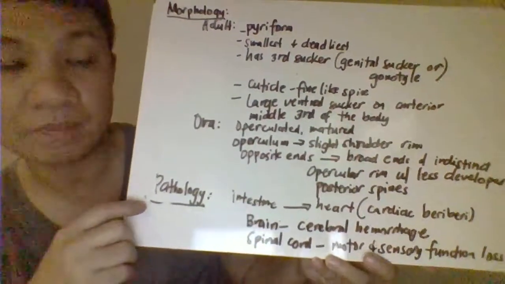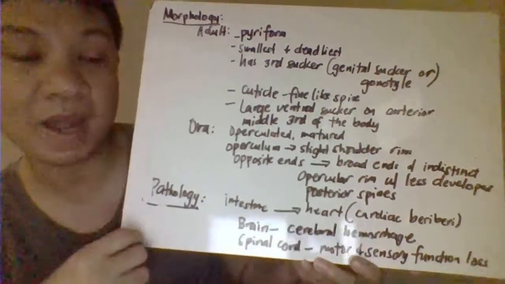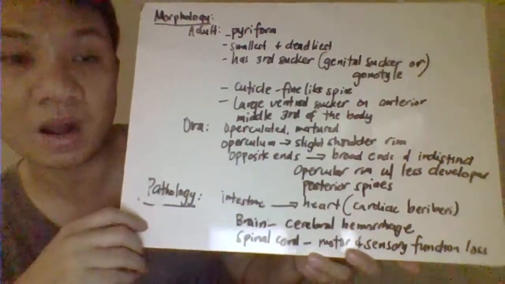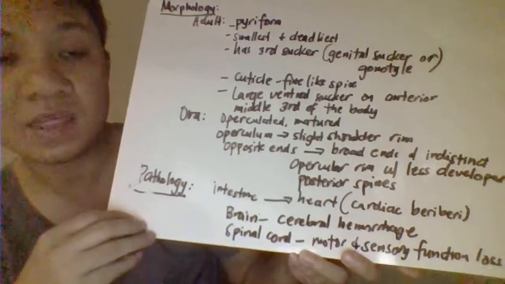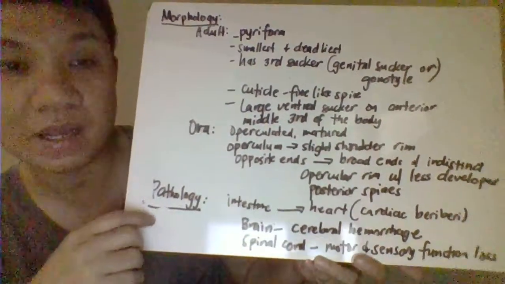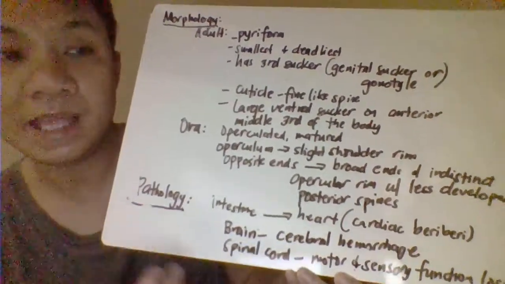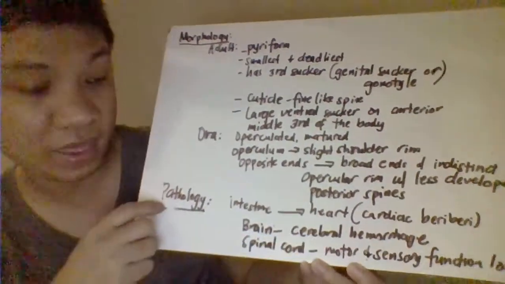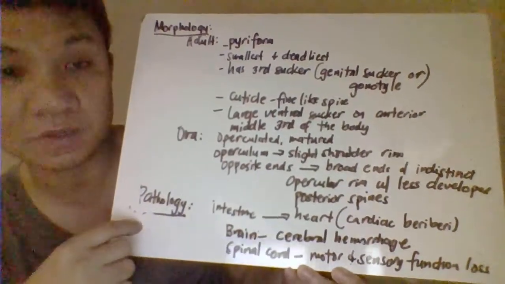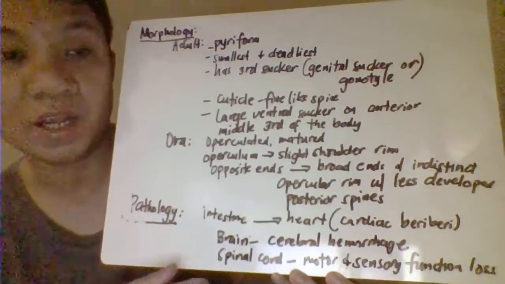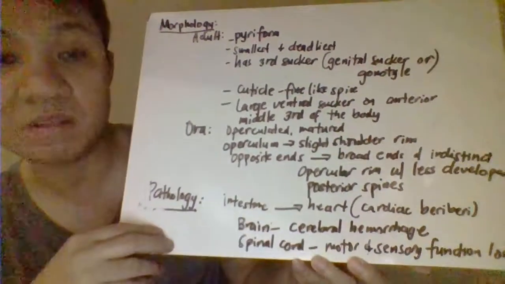Okay, for the pathology, again, this one is an intestinal fluke that could migrate from your intestinal tract to other parts of your body. It could go to your heart. Because of its very small size, it provokes an inflammatory reaction in your heart, resulting in cardiac beriberi or cardiac heterophyidiasis. Heart manifestation is the deadliest, the dead end of the infection, and therefore the patient dies. Another one, the parasite could also migrate to the brain and cause cerebral hemorrhage. It could also go to the spinal cord, where inflammation and infection in that area result in sensory and motor loss of function.